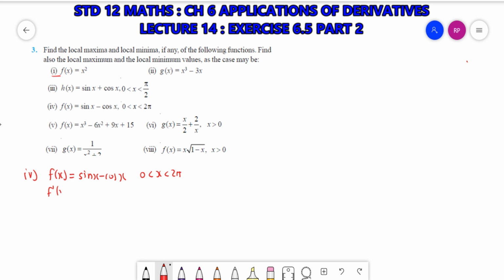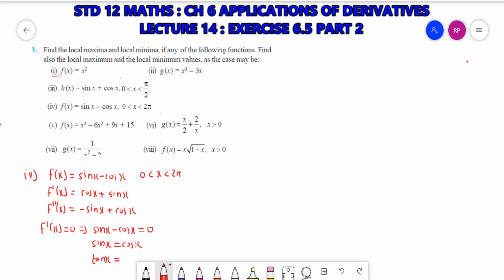So now let's say f dash x, derivative of sin x is cos x, derivative of cos x is minus sin x, or it will be plus sin x. F double dash x, derivative of cos x is minus sin x, derivative of sin x is cos x. Now for the critical point, f dash x equal to 0. So that implies sin x minus cos x equal to 0. So sin x is equal to cos x. That means tan x is equal to 1. Sin by cos will be tan x.